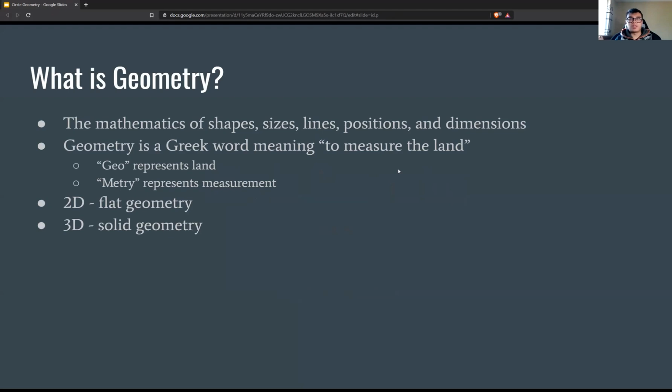But first, what is geometry in general? Geometry is basically the mathematics of shapes, sizes, lines, positions, and dimensions. You can have 2D shapes, which is flat geometry, and you can also have shapes in 3D, which is solid geometry. You can also have 4D, 5D, 6D, but that just gets very complex. Basically, geometry is a Greek word, actually. It means to measure the land. So the first part of geometry, geo, represents land. And the last part, metry, sounds like measurement, which it does represent.